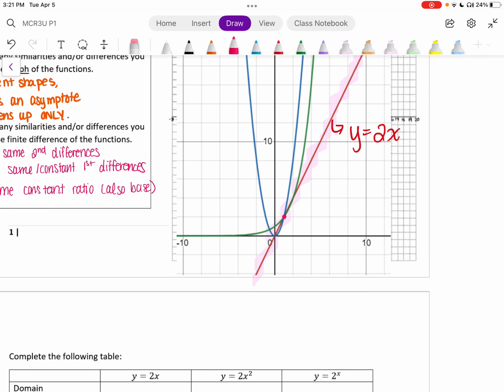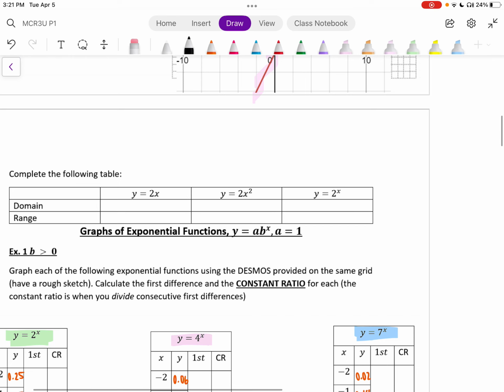Okay, so if we were to find the domain and range, if we go look at y equals 2x, there's no restrictions on what the x can be. There's no restrictions on what the y can be. So we know that the domain here is x is an element of all real numbers. Same idea with the range, y is an element of all real numbers.